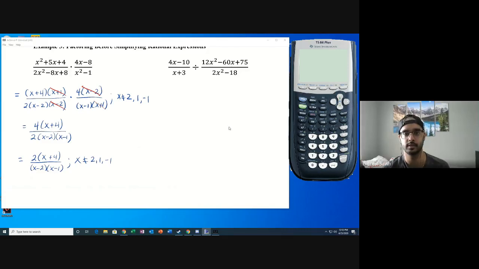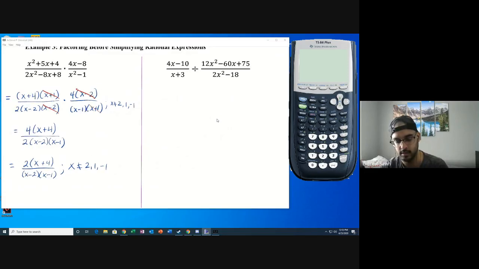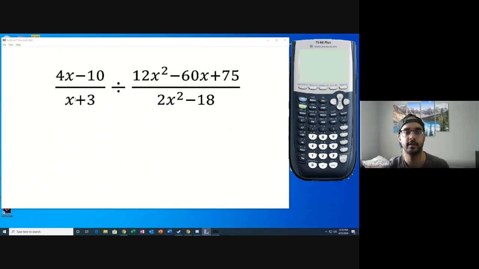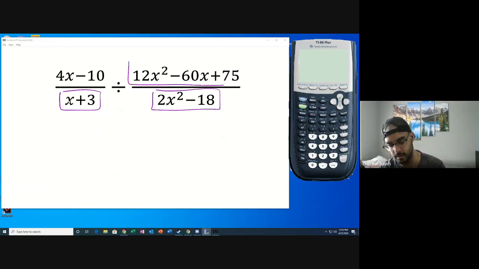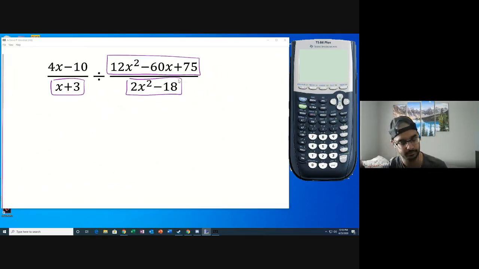Okay, so let's talk about this division one. I'm actually going to move this a little bit. It's not in the way. Okay. So this is a division type problem where you have to think about this denominator, and this numerator. Because this second fraction is going to get flipped over, I could have a problem with this numerator as well. So let's factor it first and then determine those non-permissible values.